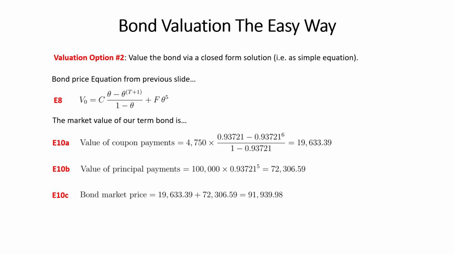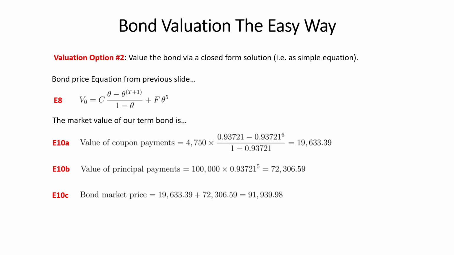So E10A is the value of the coupon payments. We plug our model parameter values into that first part of equation E8. We have a coupon payment of 47.50, and then we have that geometric series where the value is our discount factor minus discount factor to the 6th over 1 minus the discount factor. If we multiply those out, we can state that the value of the coupon payments alone are worth $19,633.39.